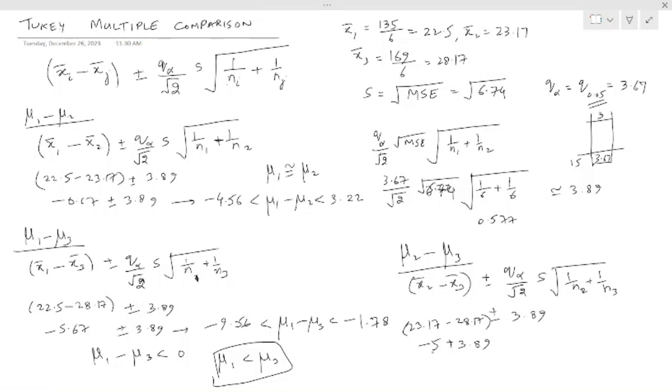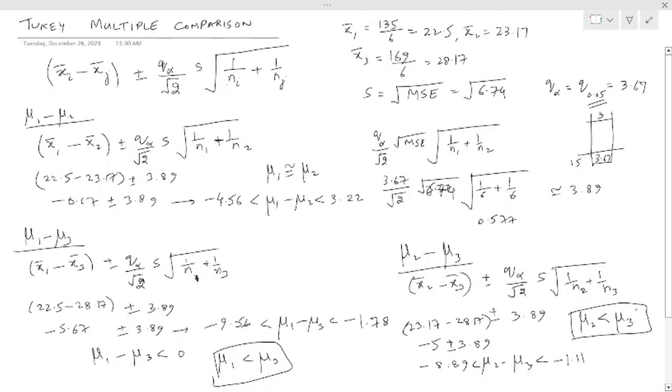Now the values would be minus 8.89 for the lower bound, and minus 5 plus 3.89 would again give us a negative answer, which is minus 1.11. So again, we are ending up with the same nature of relationship between the two means, and due to this we can come up with a deduction that mu2 is also less than mu3.